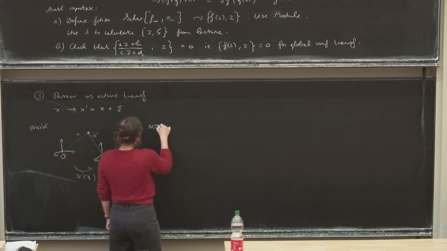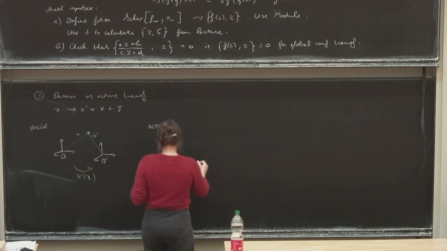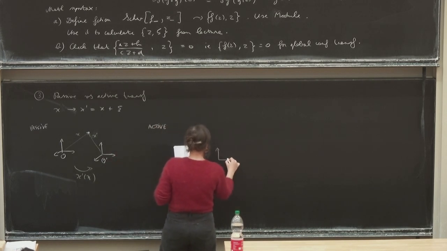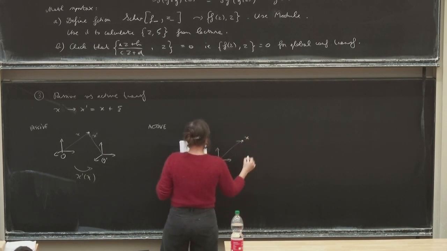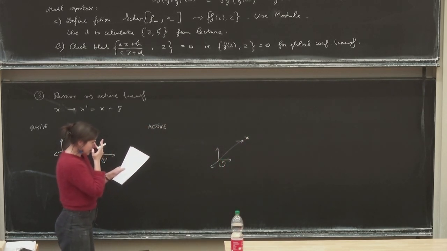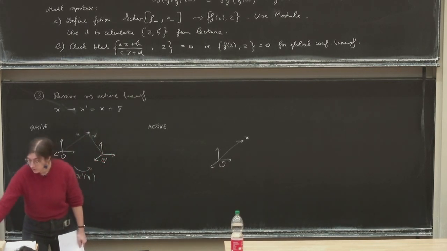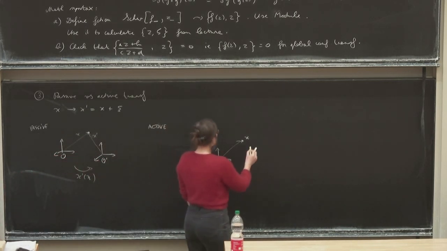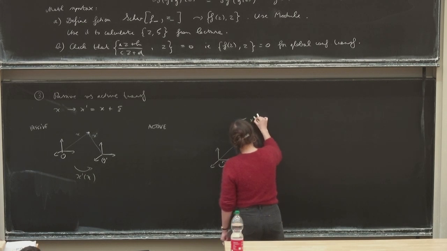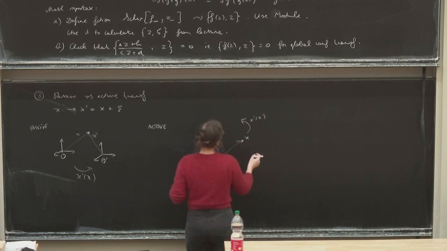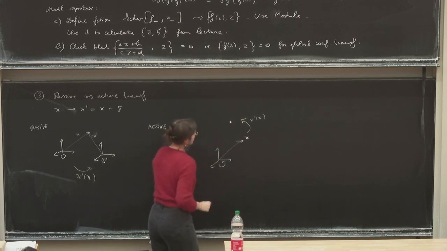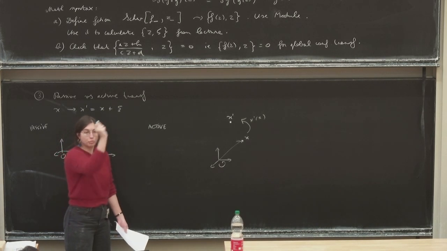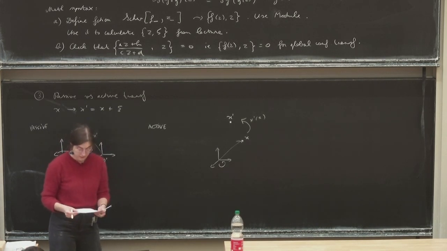And then the active picture is, okay, if you had an O and some point labeled by coordinates X, then the active picture is that you actually push forward this point. I'm just imagining a random X prime of X now, okay? So that X prime is now here. So you've actually pushed your point to someplace else.